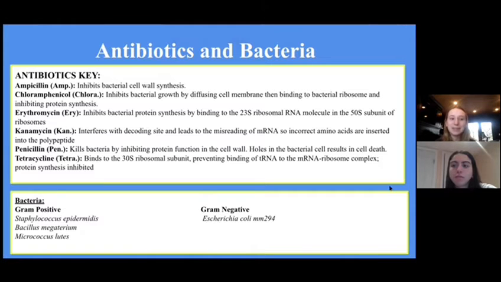We used ampicillin, chloramphenicol, erythromycin, kanamycin, penicillin, and tetracycline. We elaborated on the mechanism of each antibiotic in our research paper. The gram-positive bacteria we used were Staphylococcus epidermidis, Bacillus megaterium, Micrococcus luteus, and the gram-negative bacteria we used was the E. coli MM294 strain. The possible infections caused by each bacteria are elaborated on in our research paper.